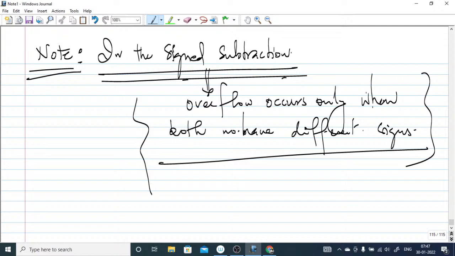In case of subtraction, the concept is different from addition. In case of addition, I have told you about method 1 and method 2. But in case of subtraction, when two numbers are subtracted, whether they will overflow or not, you have to keep in mind that the overflow occurs only when both numbers have different signs.